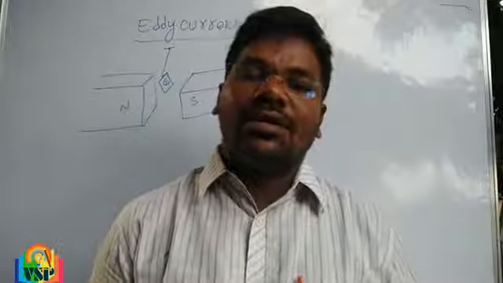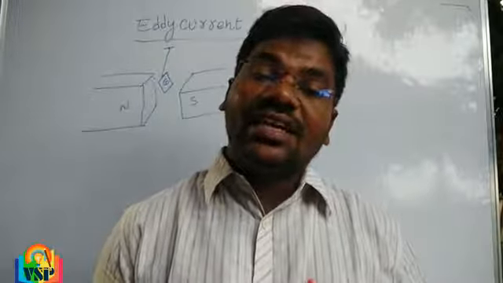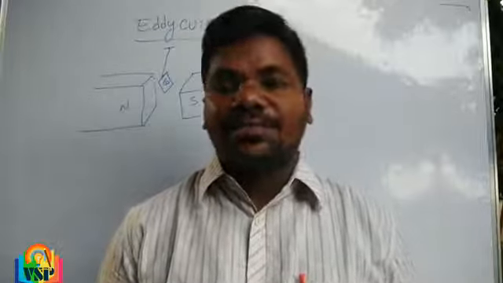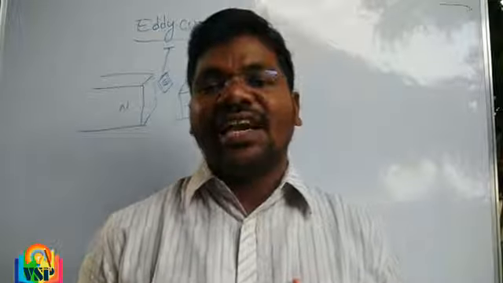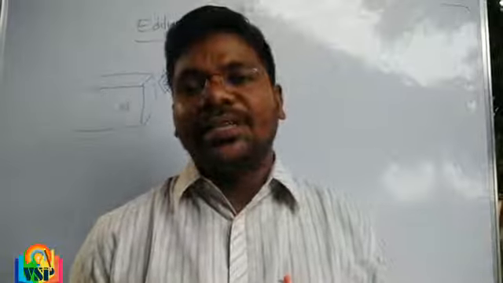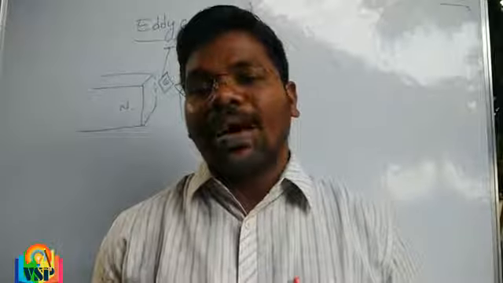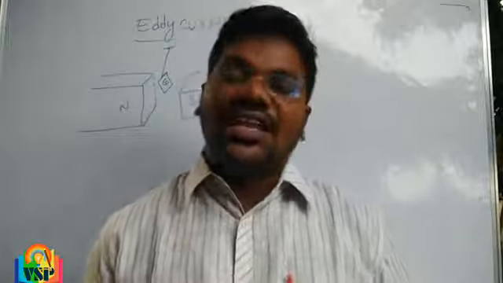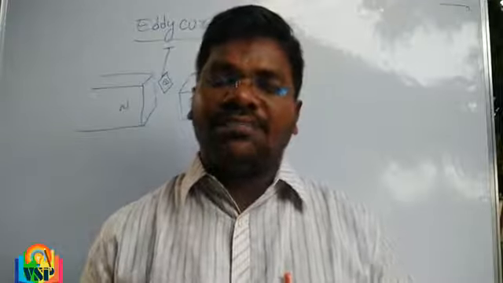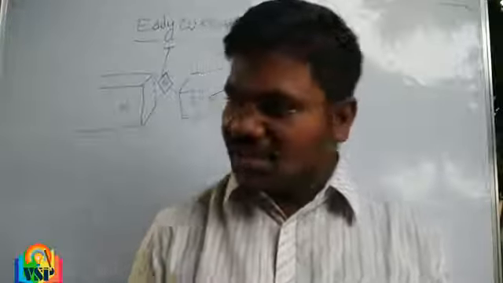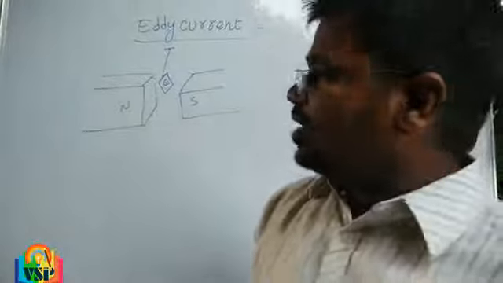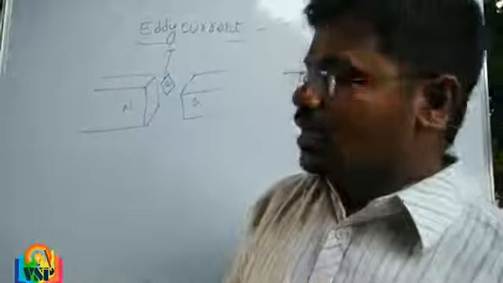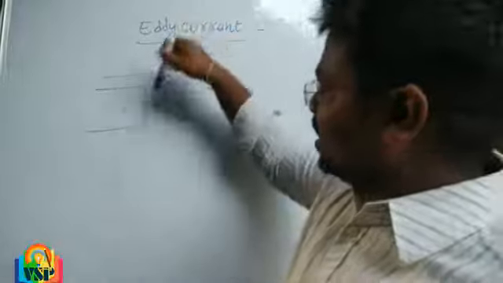Whenever the magnetic flux linked with the bulk pieces of matter changes, current is developed. So eddy current is defined as the current developed in the bulk pieces of matter whenever the magnetic flux linked with them changes. See here, we can take one example: north and south poles, and one metallic plate. This metallic plate is oscillating.